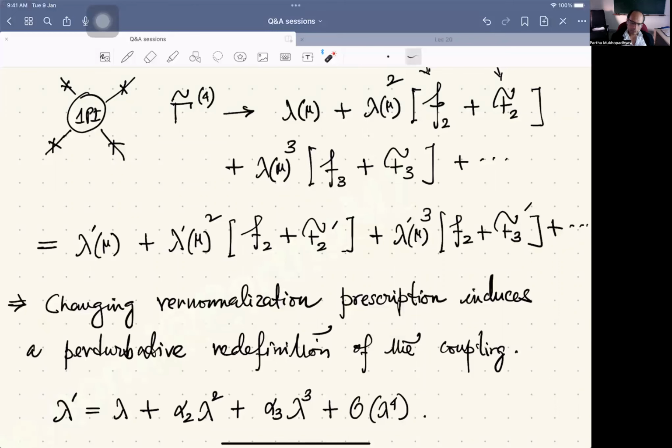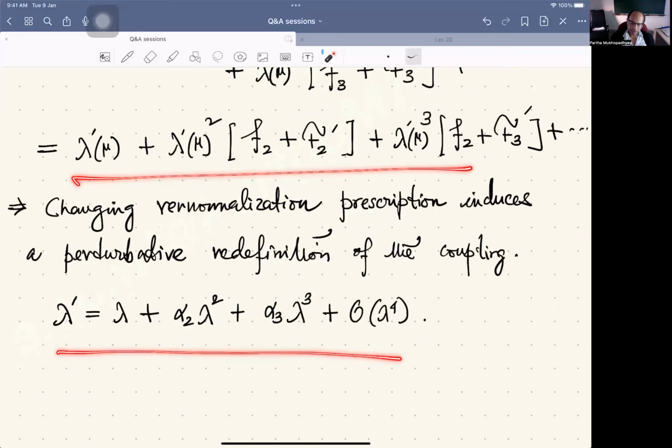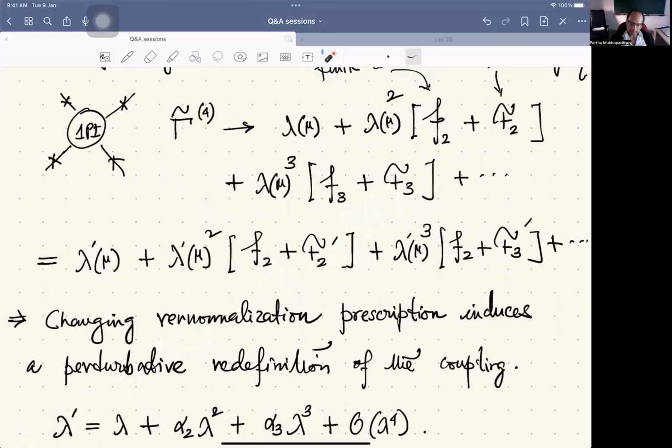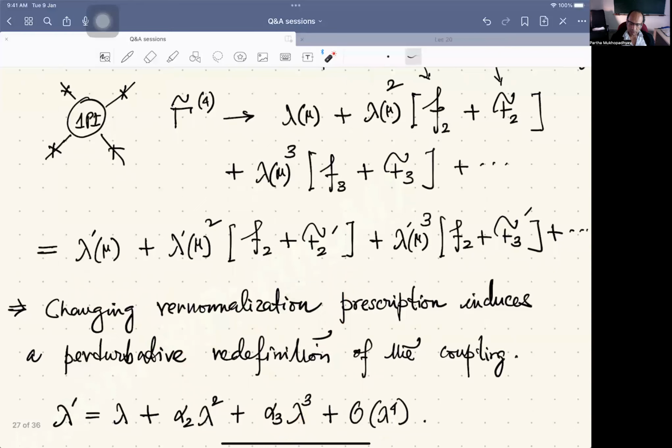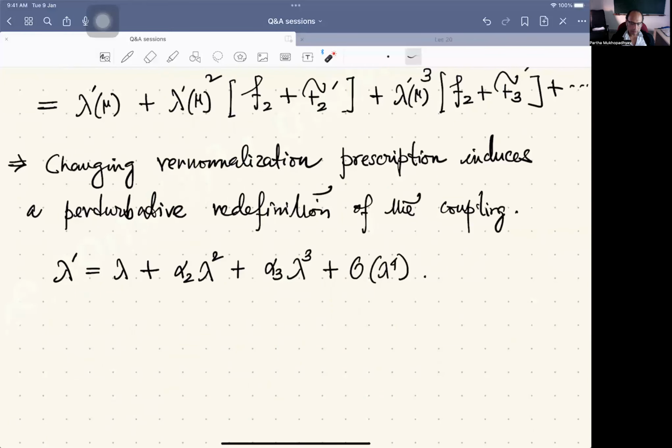So for example, what you could do is to substitute this expansion in this expression. The first term will be lambda plus alpha 2 lambda square, and this one will be given by lambda square, and then higher order. So at order lambda square, it is multiplied by f2 plus curly f2 prime. So at lambda square, we have a contribution alpha 2 plus f2 plus curly f2 prime, and this must be the same as f2 plus curly f2, because that is the coefficient of lambda square in here. And that tells you that alpha 2 is basically the difference between f2 prime and f2. Okay, so this is how we can calculate all the alphas in terms of the differences of the finite ambiguities.